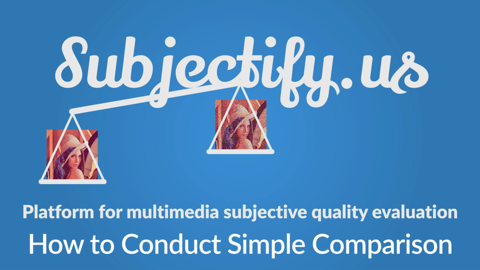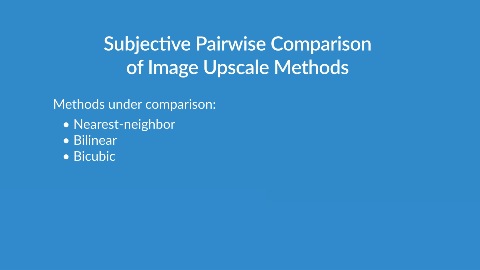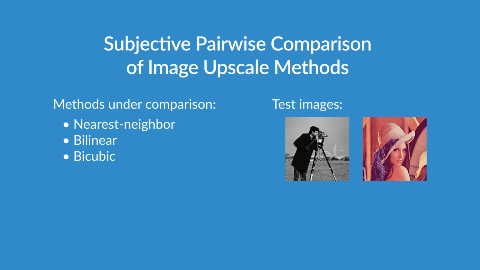In this video, we'll show you how to conduct subjective comparisons with Subjectify.us. For this illustration, we'll perform a basic comparison of image upscaling methods using the Subjectify.us platform. Our comparison will involve three well-known methods: nearest neighbor, bilinear, and bicubic. We'll apply them to two test images at three upscale factors: 2 times, 3 times, and 4 times.